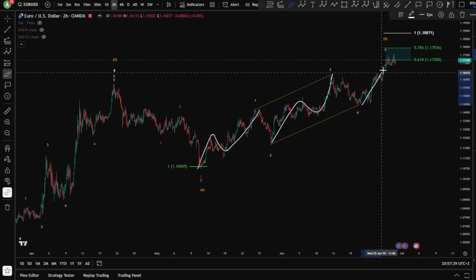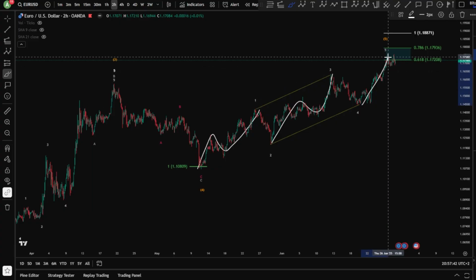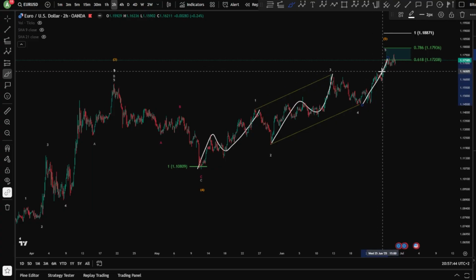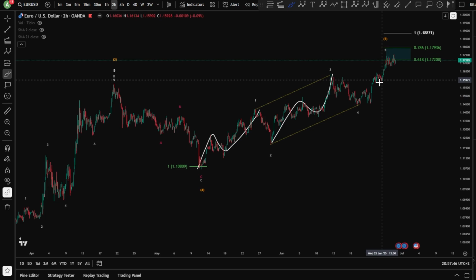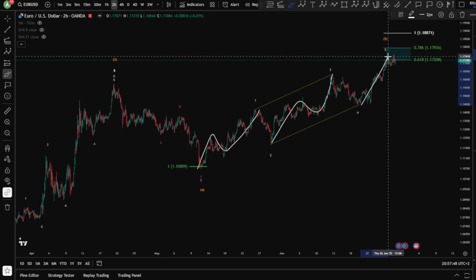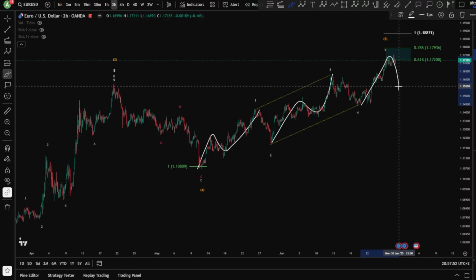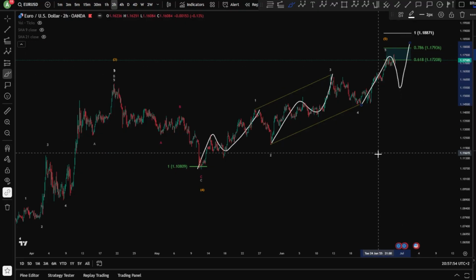And that brings us to a question mark. What is going on? Is it a diagonal or is something else unfolding here? The thing I would like to mention is that you might still have an A, B, and a C zigzag toward the upside.